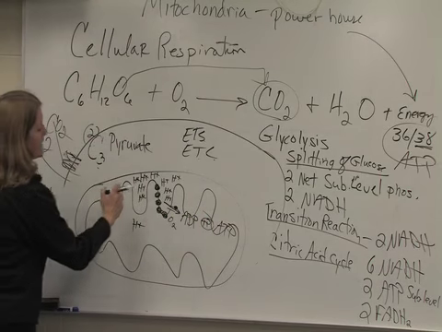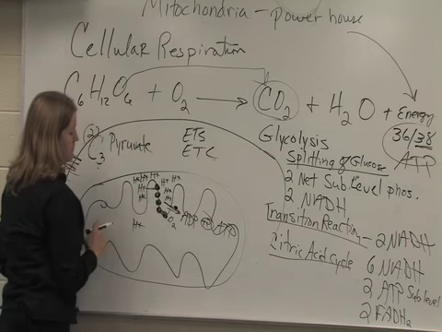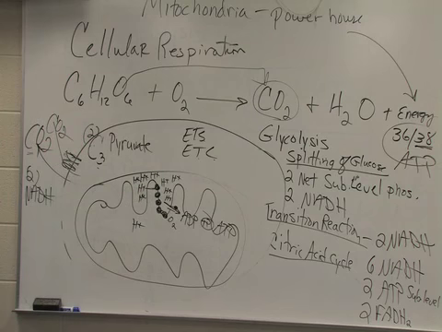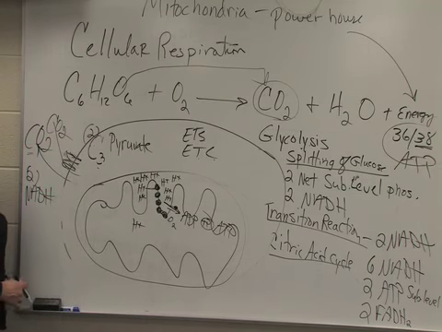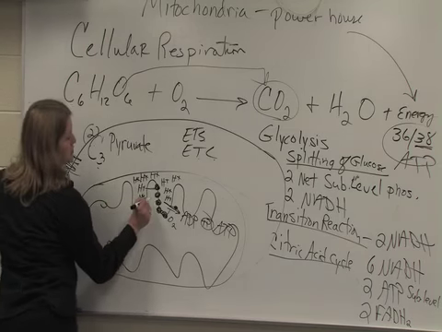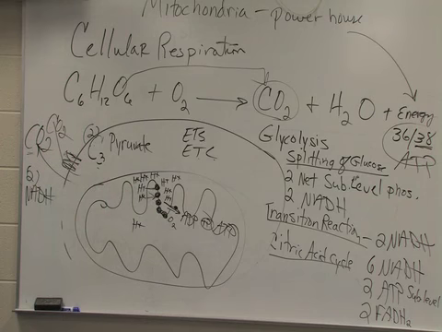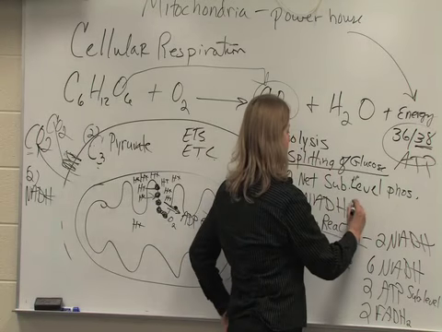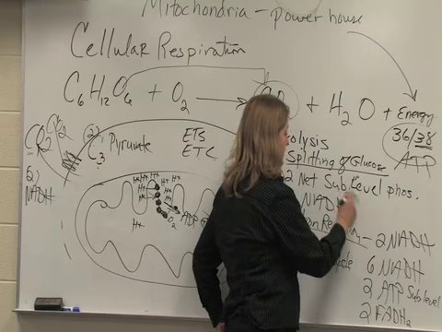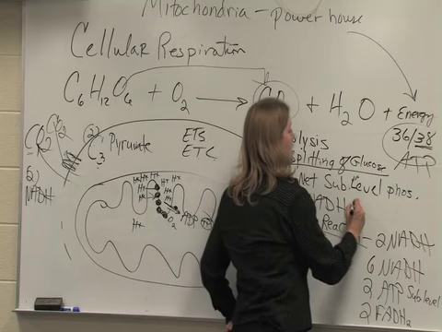For every NADH that comes through up here, it gets handed down the hydrogen ions and electrons. So for every NADH, you get 3 ATP made. For every FADH2, that comes in right here, and you get 2 ATP made. So if we go over here, during glycolysis, we have 2 NADHs. Each NADH is worth 3 ATP. So 2 times 3 is what?